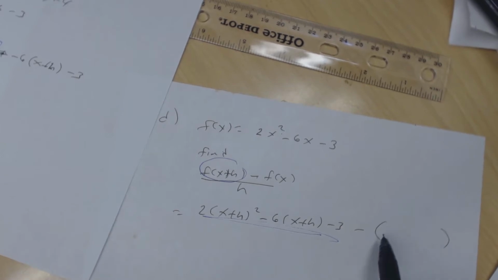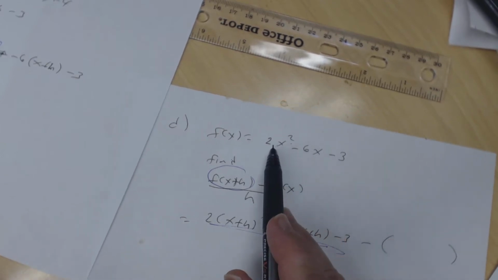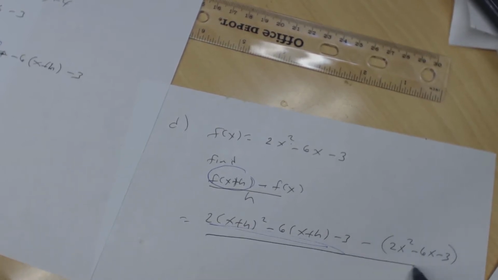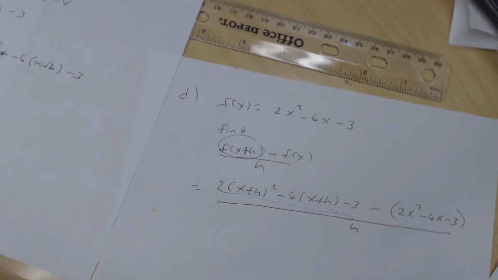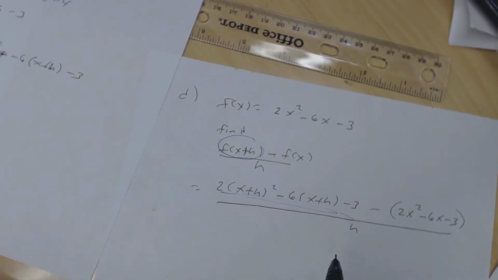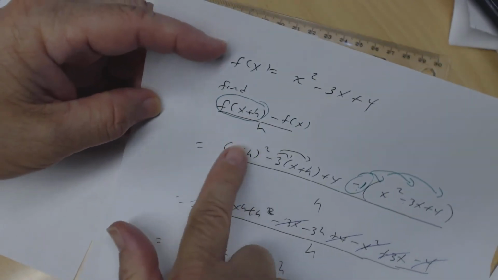So subtract f of x. Notice, always put that in parentheses. Now your f of x here, your function, is this trinomial. So I get 2x squared minus 6x minus 3. All of that is being divided by h. You must say divide by h, because that's what this is. My denominator is an h. It has a denominator. Show it. It is h.